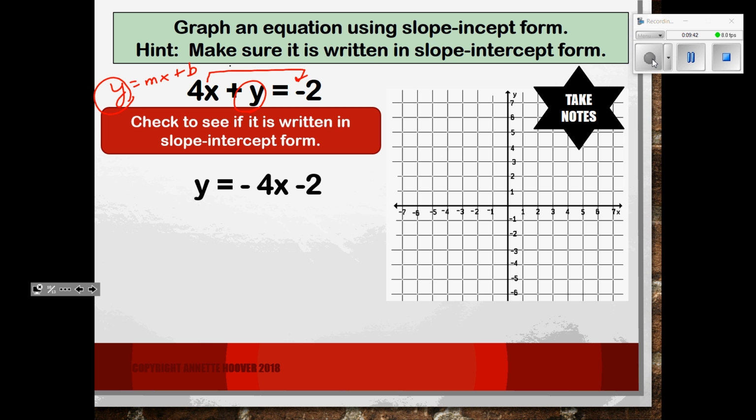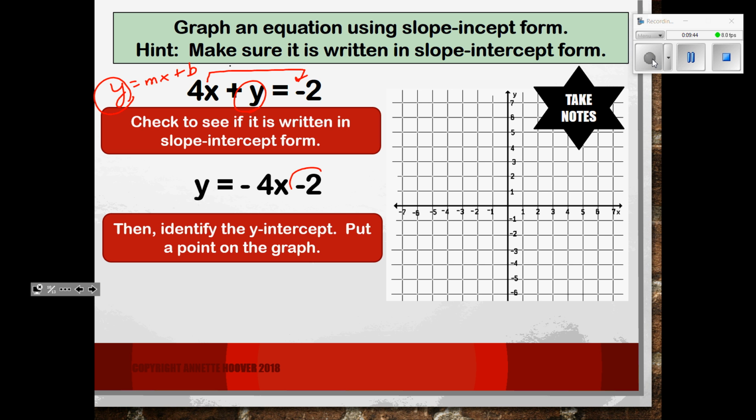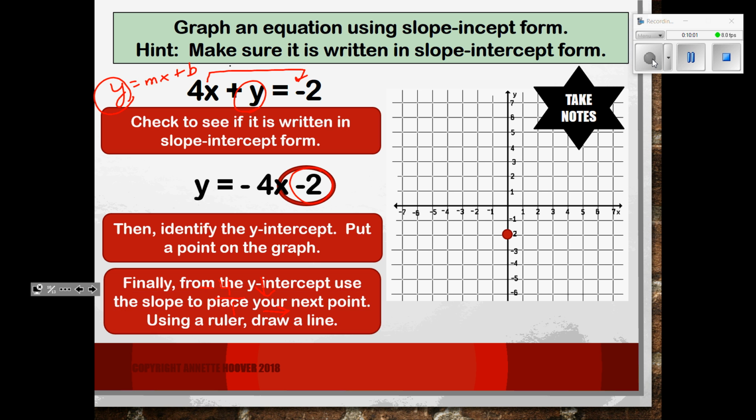When graphing, we always start with the y-intercept. We're going to put a point on negative 2 on the y-axis, right there. Then the slope is -4, which means -4/1, which means from the y-intercept you're going to go down 4 and to the right 1. So we go down 4 to the right 1, and we put a point there. Now we can take our straight edge and draw our line all the way across the graph with the arrows on the end.